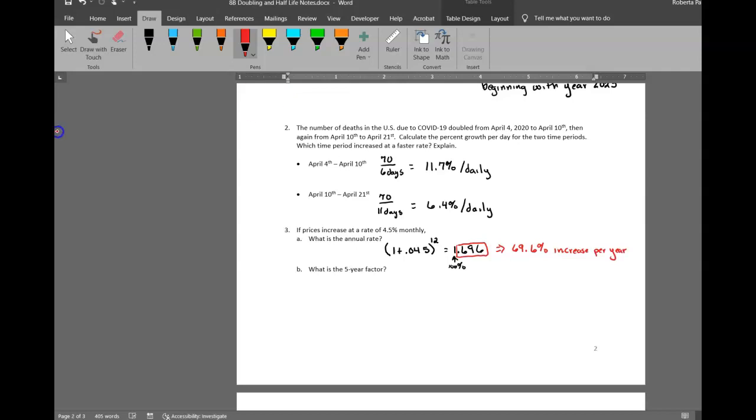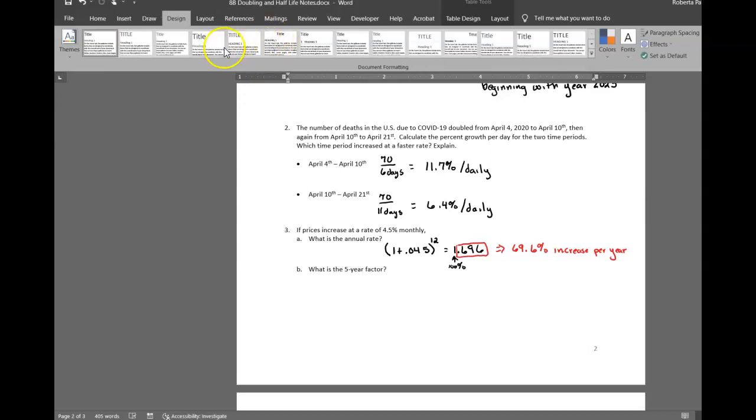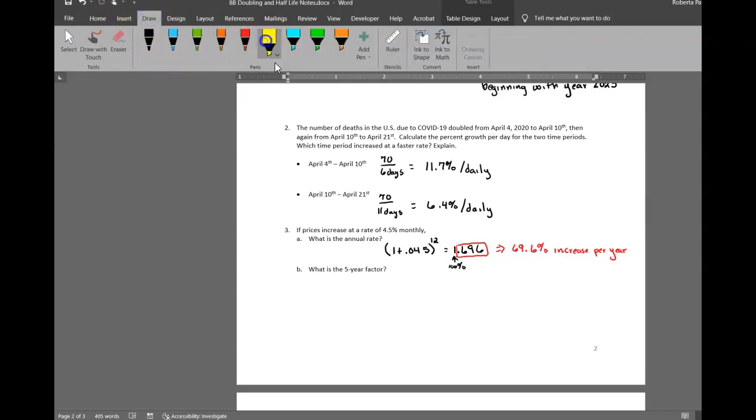So what's the 5-year factor? Remember that the factor is everything that's in the parentheses. Okay, so a factor is all of this. So that's what a factor is. We want a 5-year factor. So we know the monthly factor is 1 plus 0.045. We want a 5-year factor. So we're going to take 1 plus 0.045, that would be a monthly factor. For 5 years, we want it to be 60 months. So 5 times 12 is 60, which gives us a factor of 14.027 as the 5-year factor.